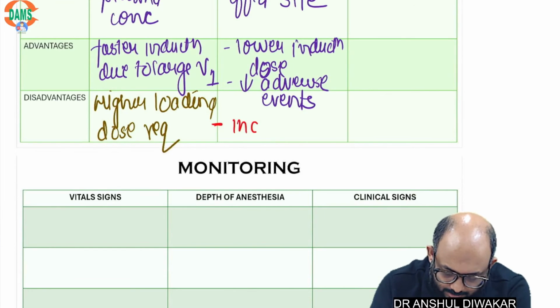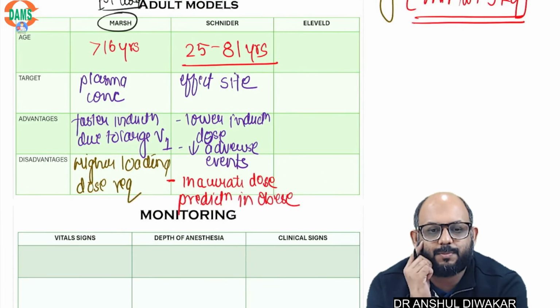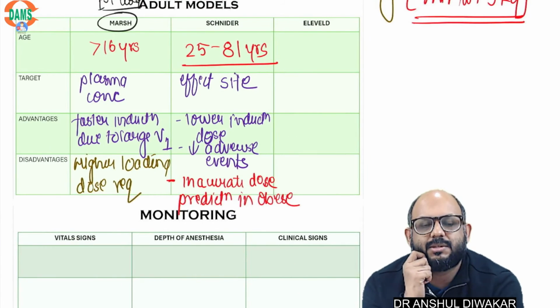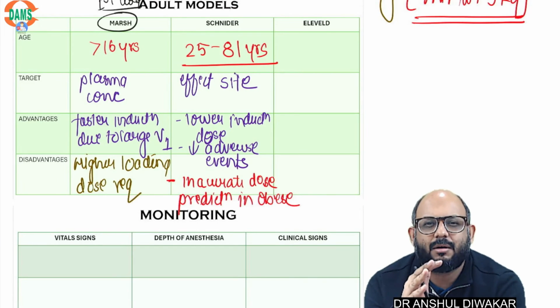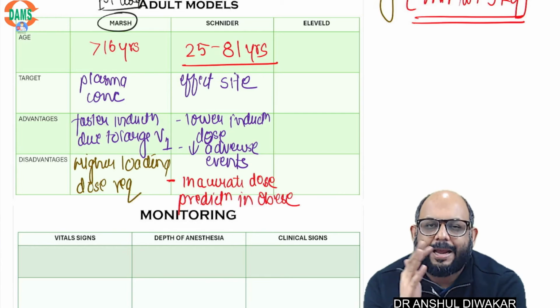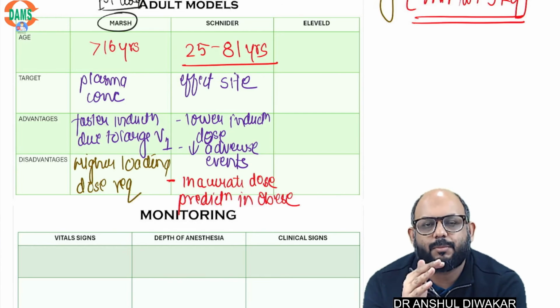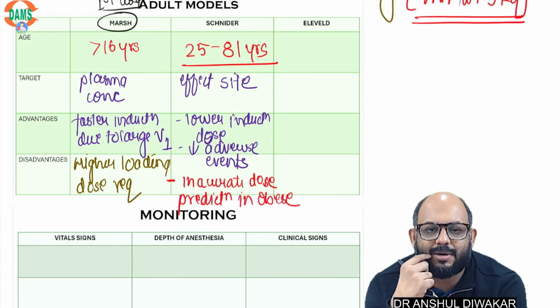Inaccurate dose prediction in obese, and therefore later on there was introduced a concept called allometric calculation or allometric dosing, where you could calculate the dosing based on the lean body mass of the patient, rather than the actual weight of the patient, lean body mass calculation.